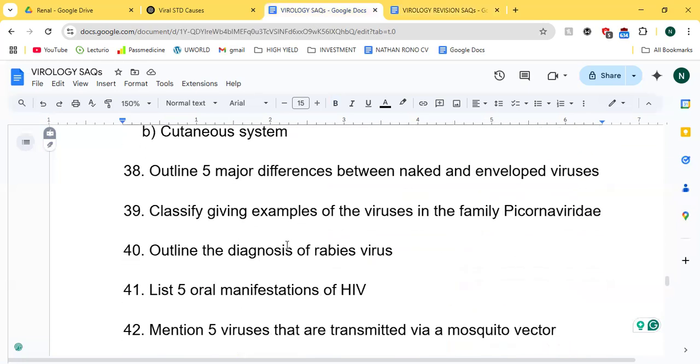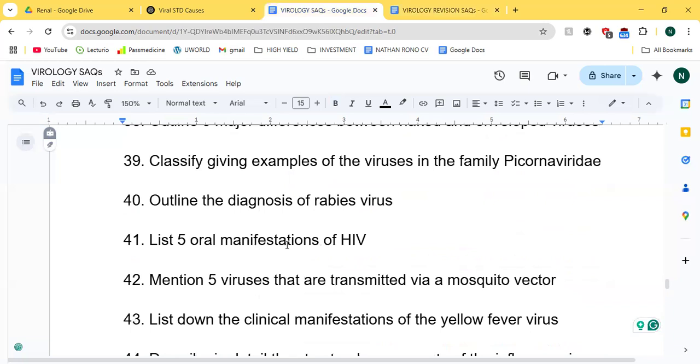Next. Now I want you guys to answer this as a block. Number 1, classify giving examples of the viruses in the family Picornaviridae. And then outline the diagnosis of rabies. List 5 oral manifestations of HIV. Mention 5 viruses that are transmitted via mosquito vector. List down the clinical manifestations of yellow fever virus.